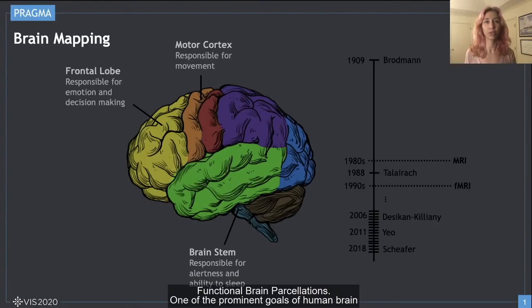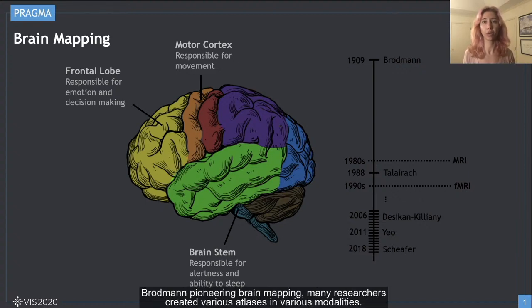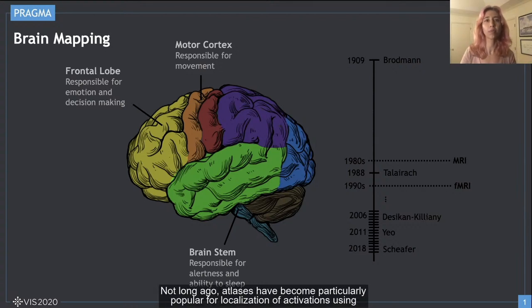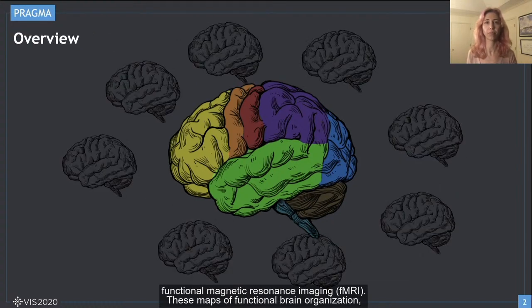One of the prominent goals of human brain mapping is identifying brain regions that have similar roles in cognition and behavior. These regions are typically referred to as parcellations and the maps as atlases. With Brodmann pioneering brain mapping, many researchers created various atlases in various modalities. Not long ago, atlases have become particularly popular for localization of activations using functional magnetic resonance imaging.